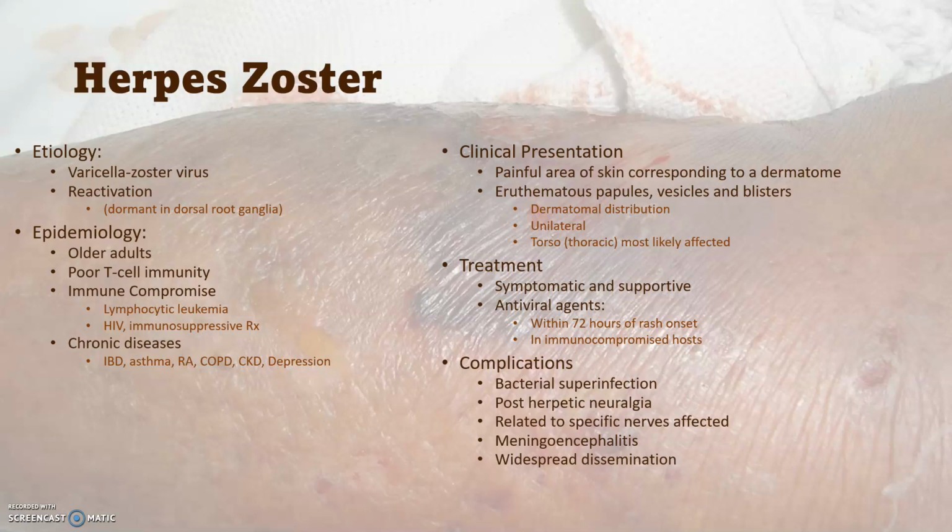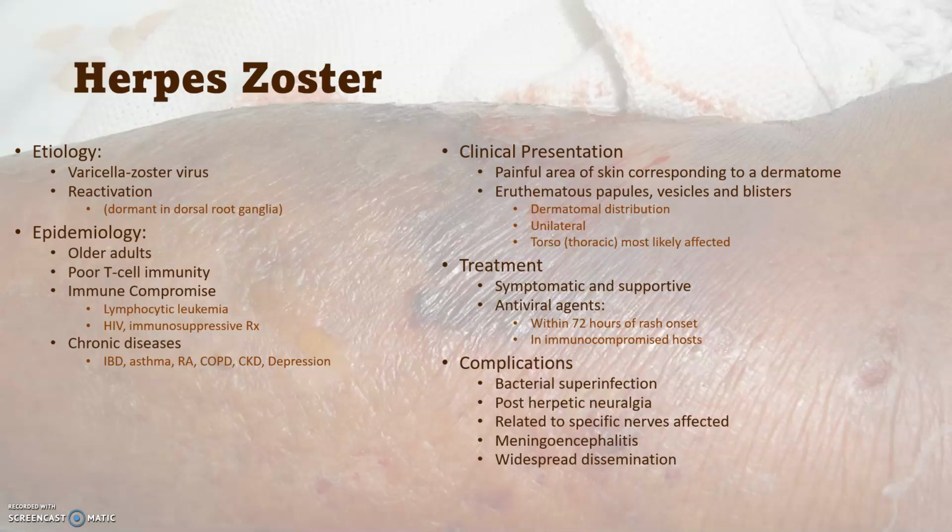So it's definitely seen in older adults or people with poor T-cell immunity and other immunocompromised patients, particularly those with lymphocytic leukemia, but of course also those with HIV or on immunosuppressive therapy. And it's also associated with some very specific chronic diseases such as inflammatory bowel disease, asthma, rheumatoid arthritis, COPD, chronic kidney disease, and depression.